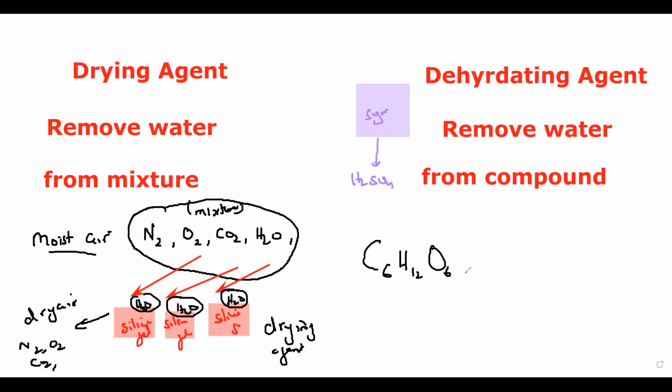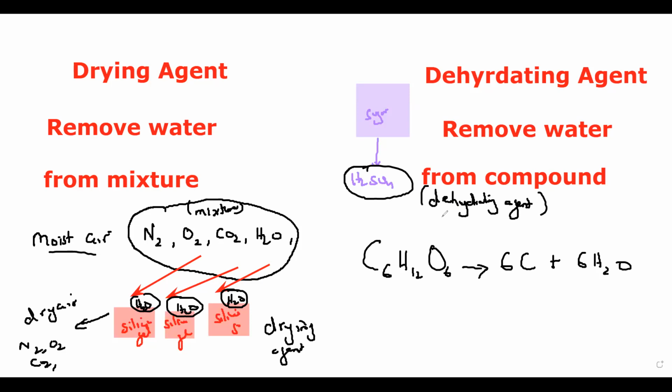What this sulfuric acid will do is decompose the sugar into carbon atoms, 6 carbon atoms, and it will produce 6 water molecules. So with the help of sulfuric acid, this compound breaks down and gives off water. Whenever we remove the water from a compound, the substance which helps us remove it is known as a dehydrating agent. So sulfuric acid is actually a dehydrating agent.